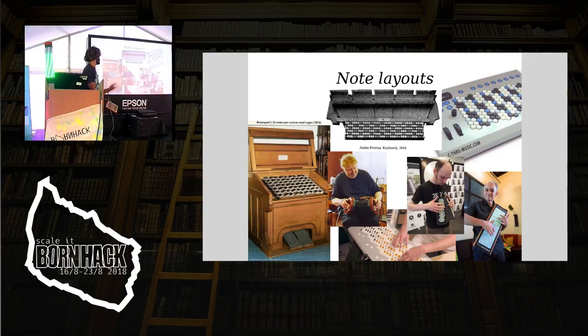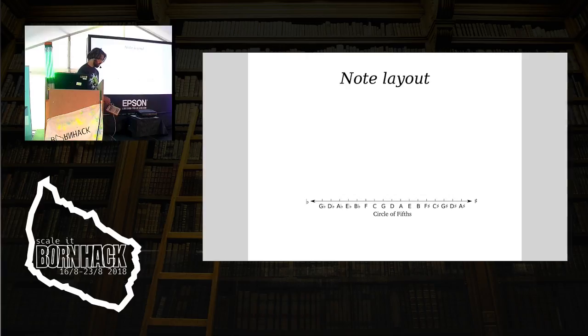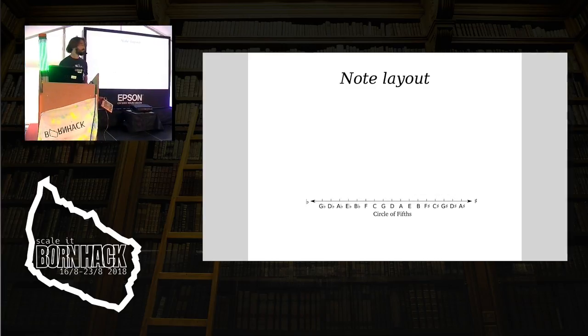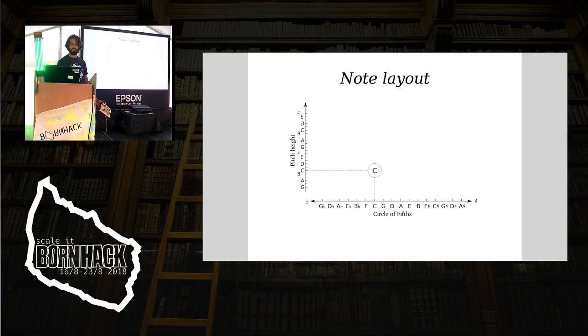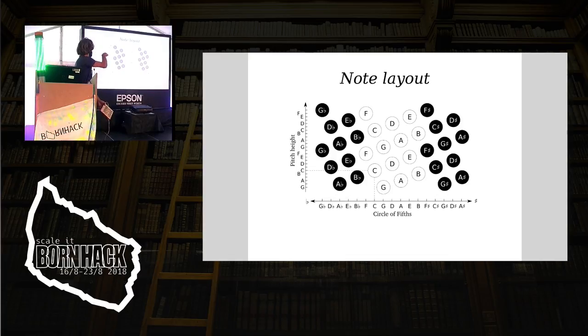So here are some attempts to have other keyboards. Most of them have a lot of keys, you see. This note layout is based on the circle of fifths, which is a base in music theory, and the pitch height. So you have the circle of fifths, the pitch height, and if you put notes on the lines, then you will get this layout. Simple idea. It creates a sort of rectangular, sort of hexagonal layout. Similar things exist, but not orthogonal.